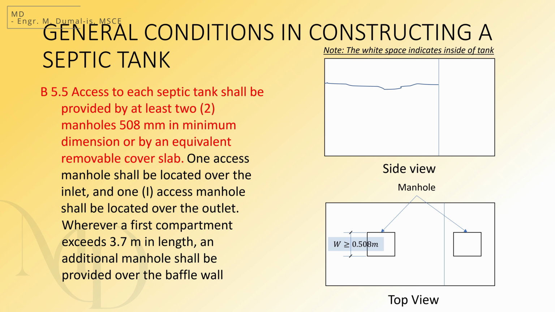In the first statement, it says that every septic tank must have at least 2 manholes. The clear opening of each manhole should measure no less than 0.508 meters. This requirement ensures proper access for maintenance and inspection.